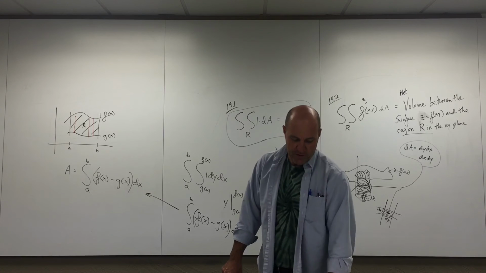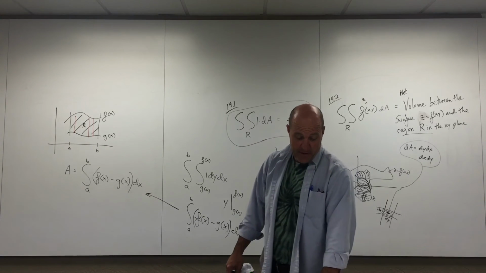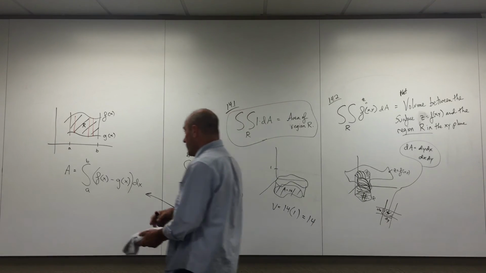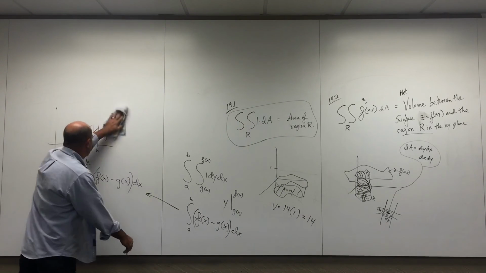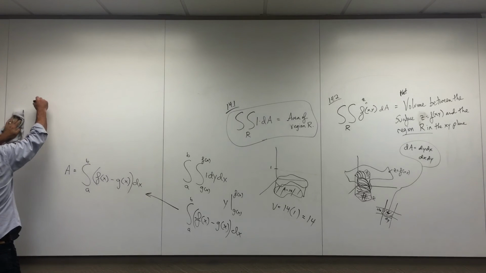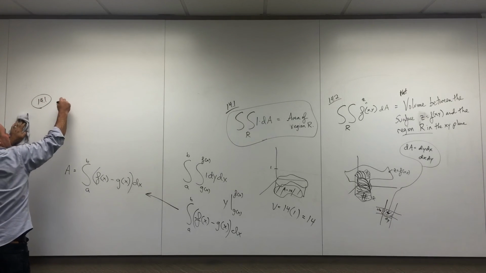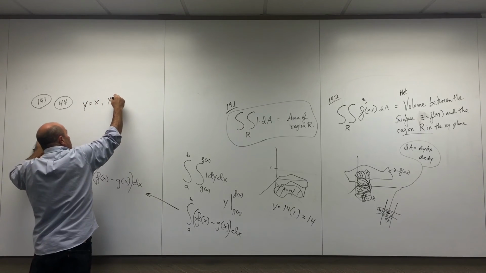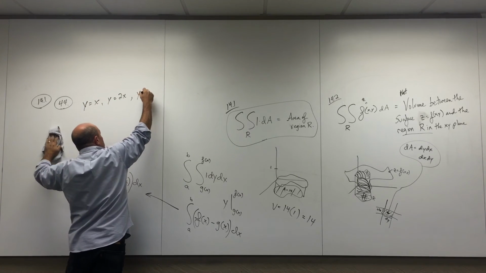Okay, here's one. I'm going to do this. Number 44. They want me to find the area using a double integral, or an iterated integral. So I'm in 14.1. It happens to be number 44. And they give me y equals x, y equals 2x, y equals 2.